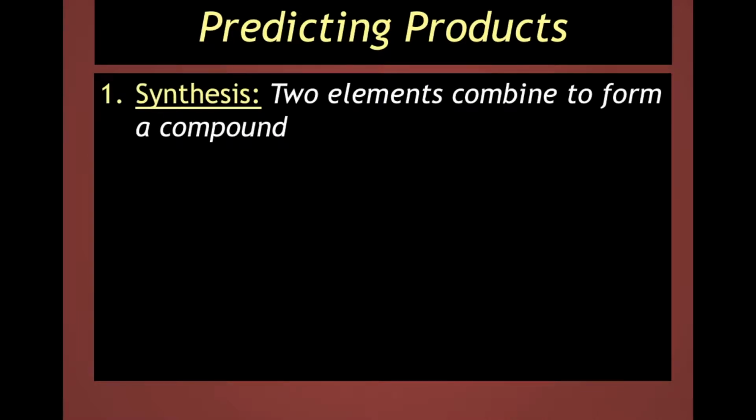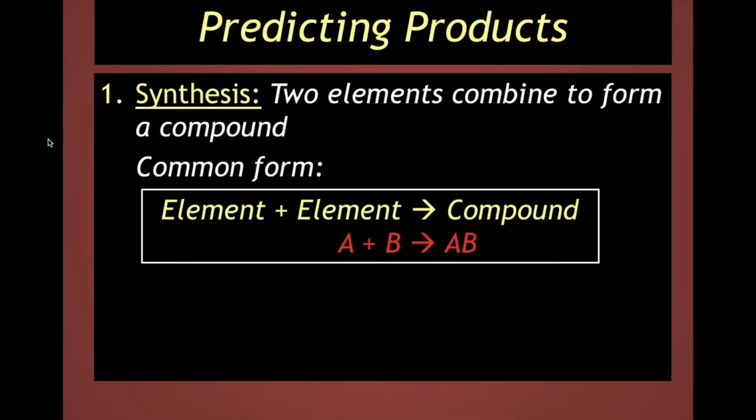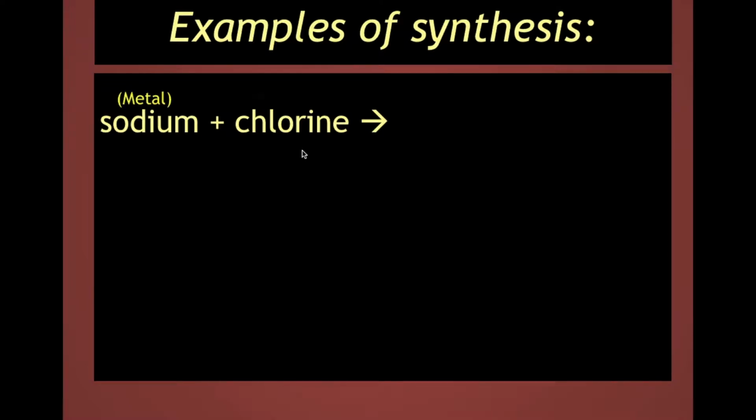Okay. So to predict products, synthesis is when 2 elements combine to form 1 compound. So you'll notice that you have 1 element and another element, and then they combine to form a different compound. And that's basically it. So for example, if you had sodium and you had chlorine, they will combine to be sodium chloride.